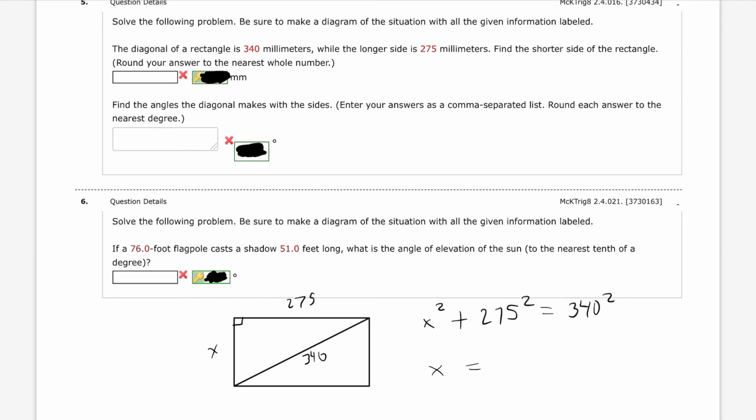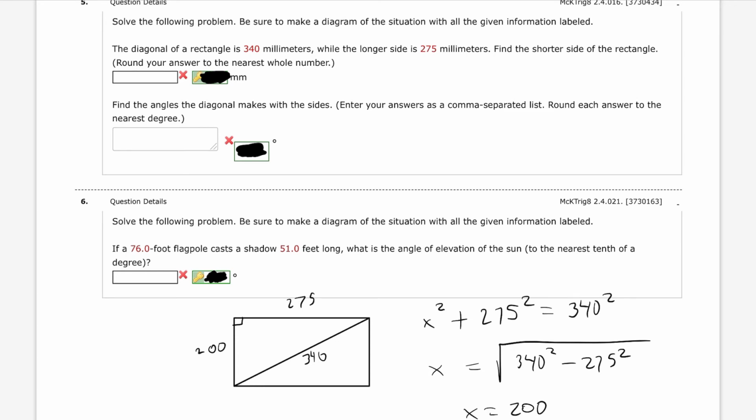I'm going to go ahead and take the square root of both sides to get our final answer. So whatever this is, that should be our answer. So let's figure that out. That would be 340 squared minus 275 squared. The square root is 199.9. Do they want us to round to the nearest whole number? So that would be 200 actually. So once we have that side, now we should be able to find the angles the diagonal made with the side.